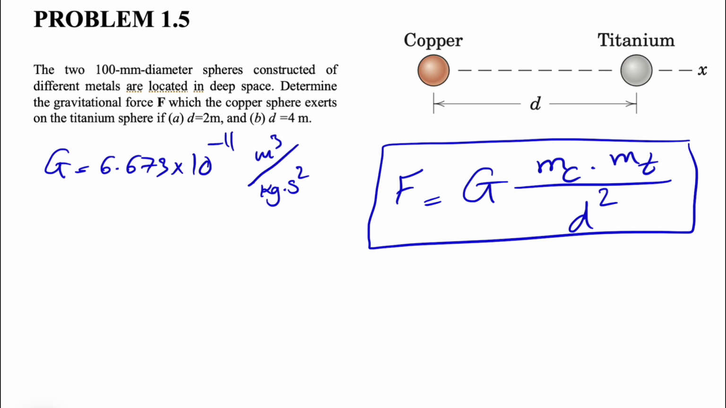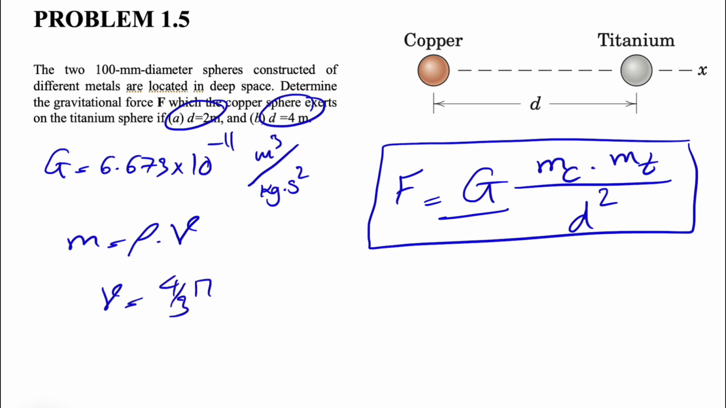If we look at this, we have G, our D is given in the question, we have two different conditions for D, and as long as we can figure out the mass of each of these, we are good to go to find the force. But the question is, how are we going to find the mass? We know mass is equal to density times the volume of the object. Here we have a sphere, and we know the volume of this sphere is 4/3 of pi times the radius cube.